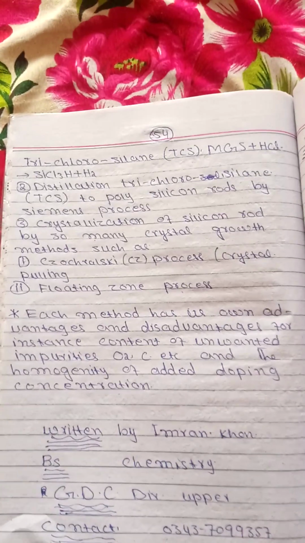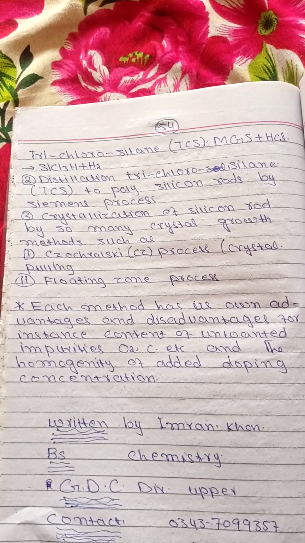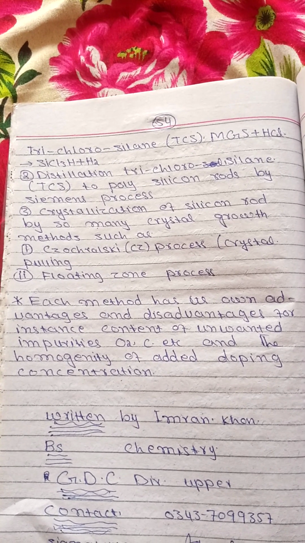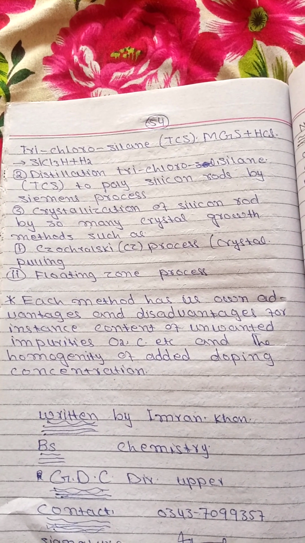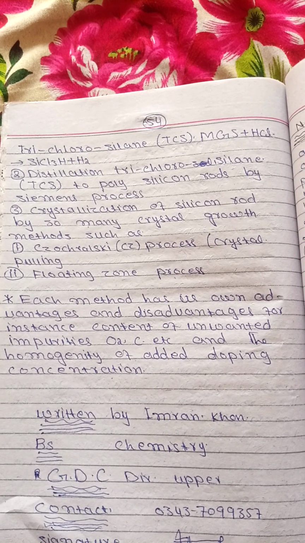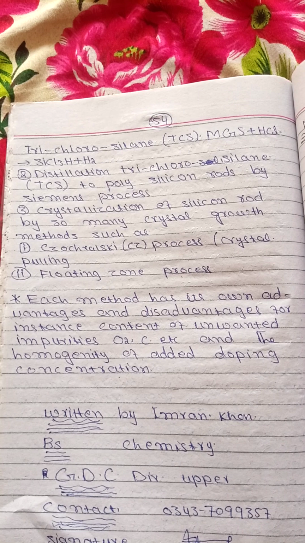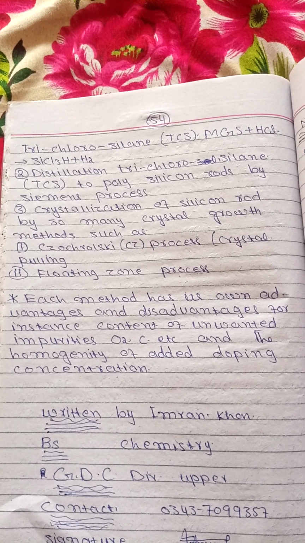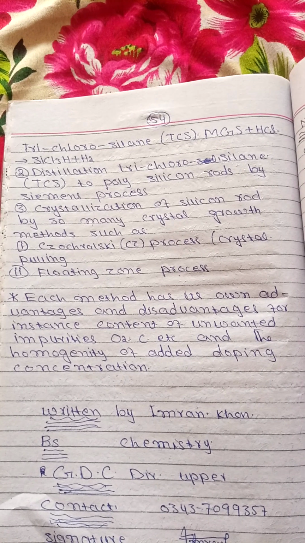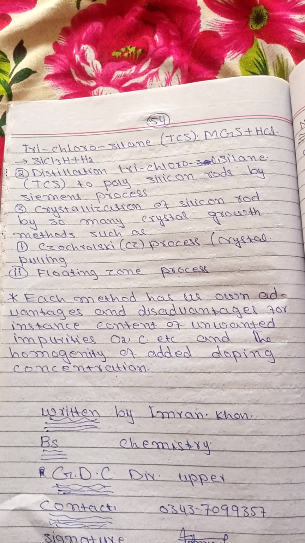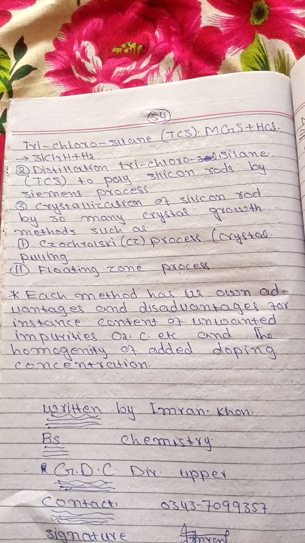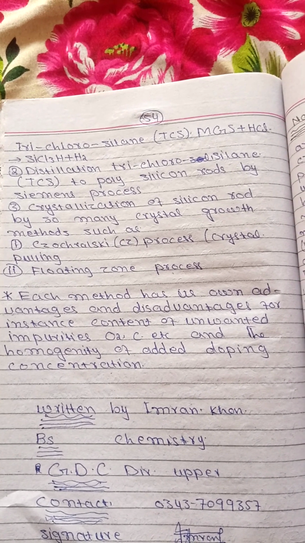Crystallization of the silicon rod by many crystal growth methods such as the Czochralski CZ process, crystal pulling, and floating zone process. Each method has its own advantages and disadvantages, for instance, content of unwanted impurities such as oxygen, carbon, etc., and the homogeneity of the added doping concentration.